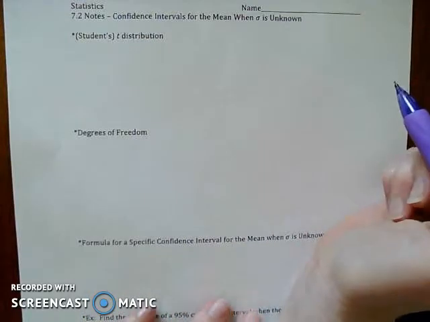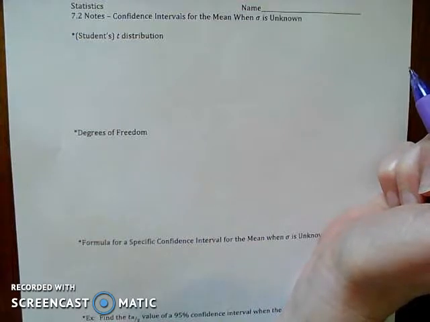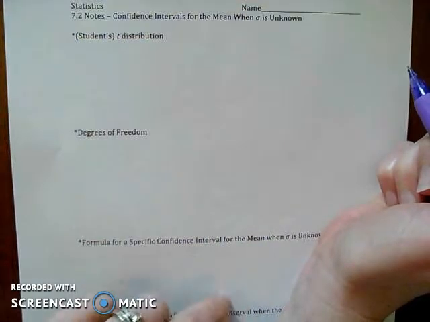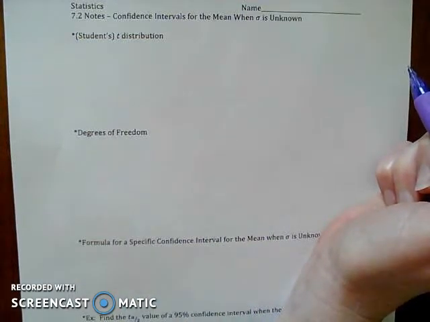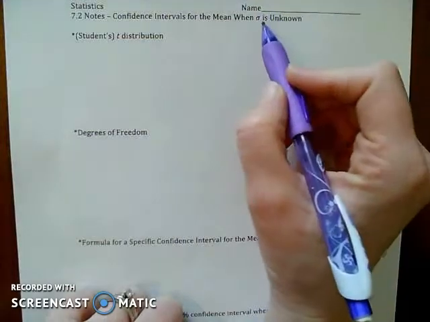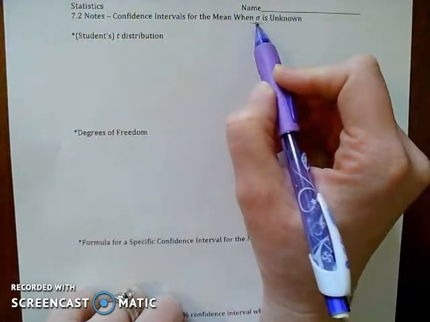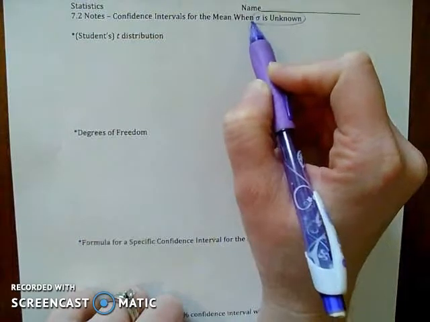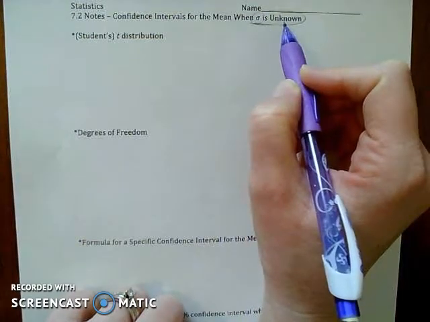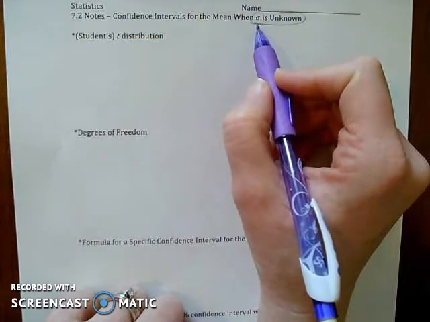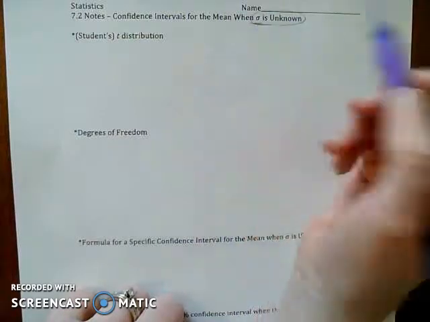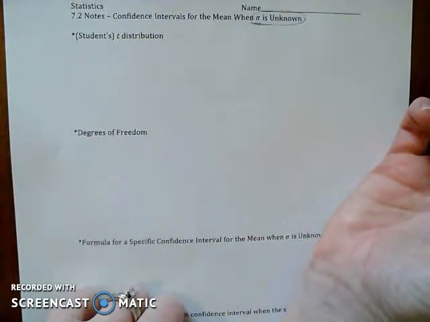But here's the difference, and this is going to happen in Chapter 7, Chapter 8, and Chapter 9. So we're going to learn to do something one way when sigma is known. That's what 7.1 was. But now we're going to do it when sigma is unknown. So remember, this is the population standard deviation. It's pretty unlikely that you know the population standard deviation.